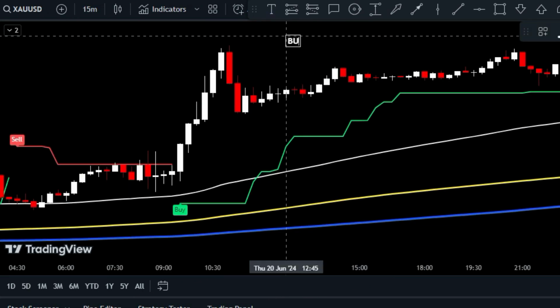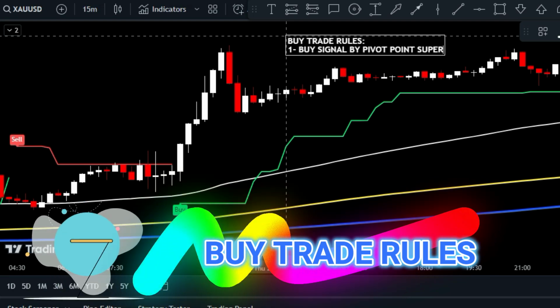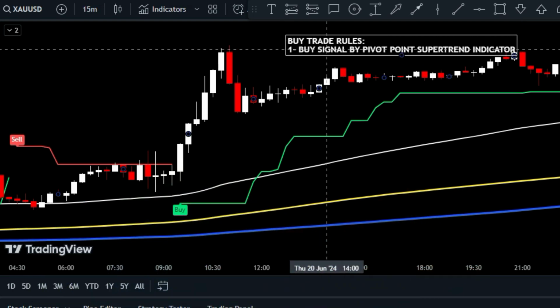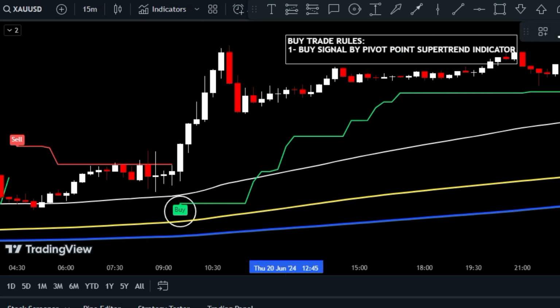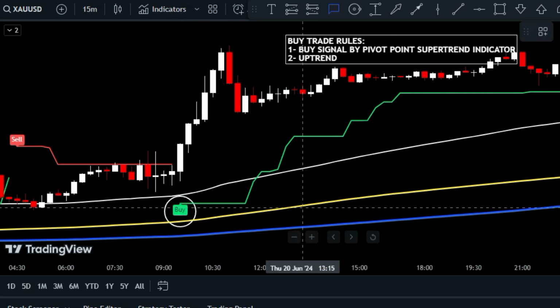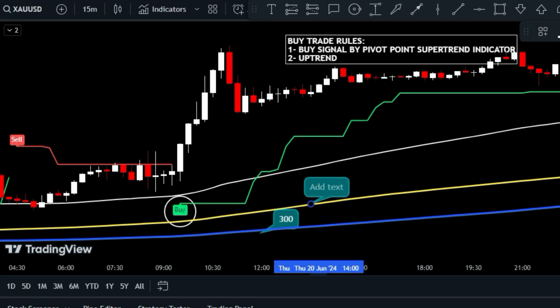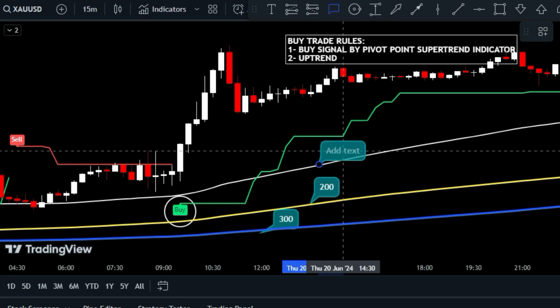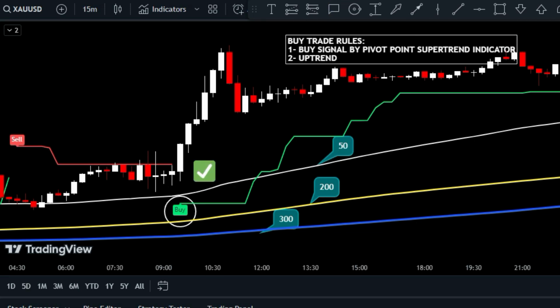And now it's time to unveil the buy trade rules. First things first, we need to identify an uptrend on the chart. Make sure the white line is above the yellow one and both are sitting above the blue line, with the price soaring above all the moving averages. So once that's clear, keep an eye out for a buy signal from our buddy, the pivot point super trend indicator. When all these conditions fall into place, you're all set to open a buy position.